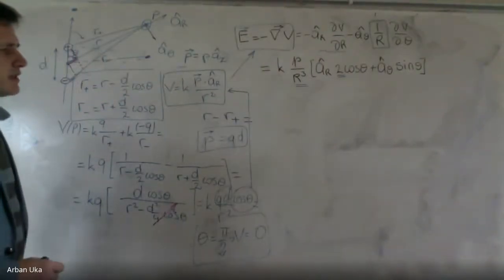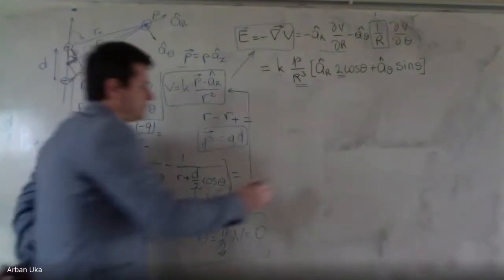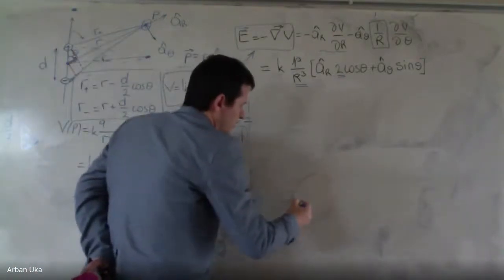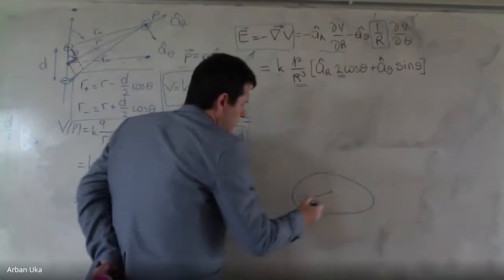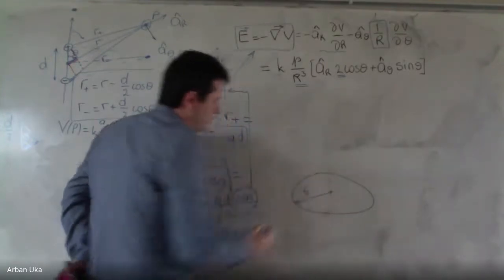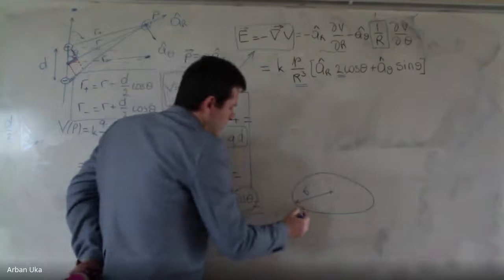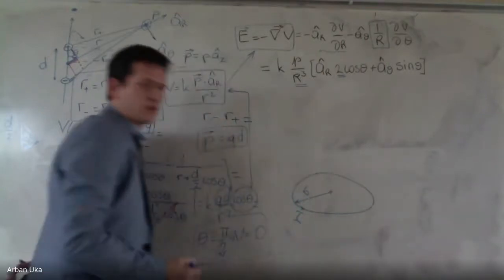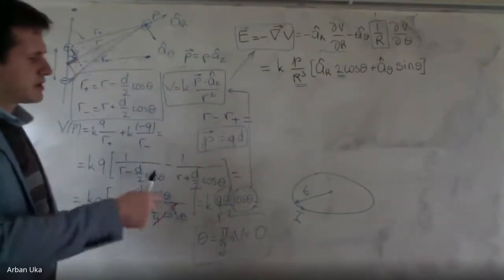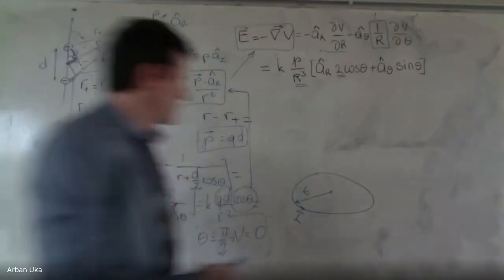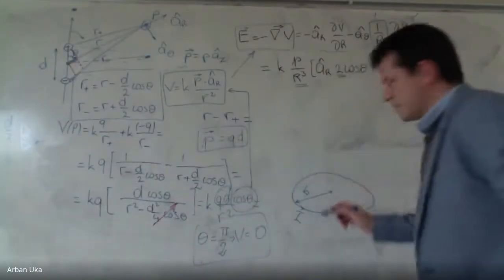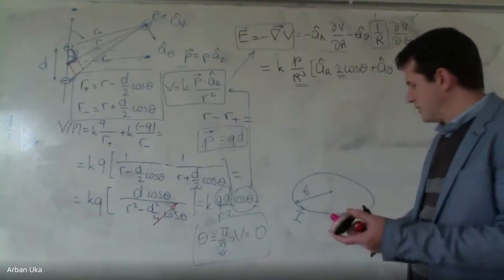Now, a similar situation can be constructed for a loop which has the radius b, and we have a current I that flows through this piece of wire. So if we have this current flowing over this piece of wire, we can try to identify the magnetic field.